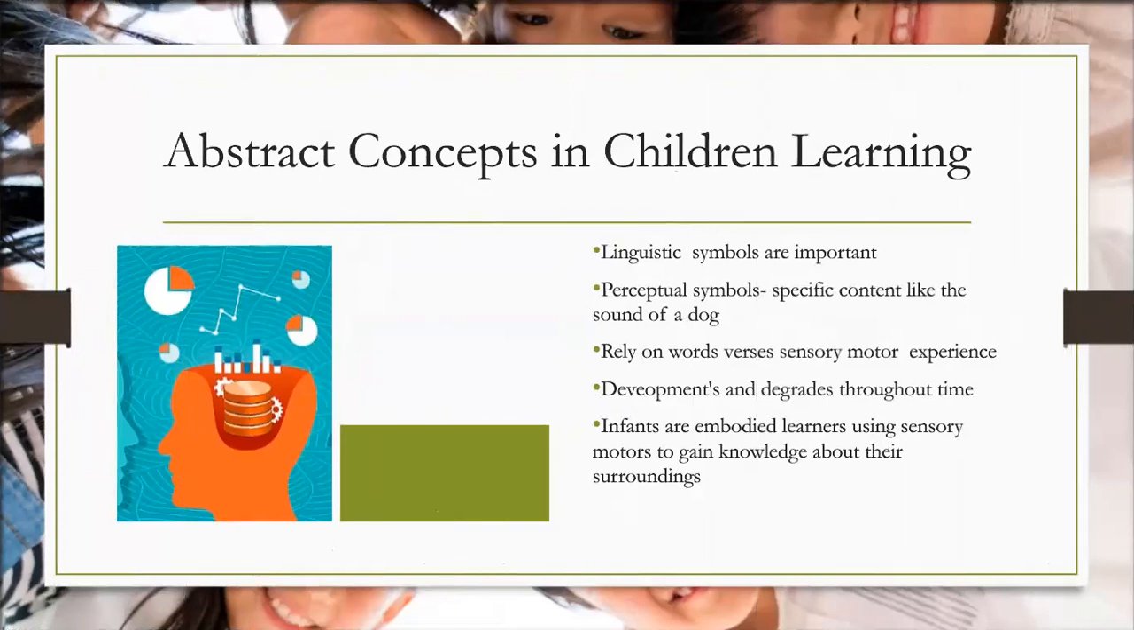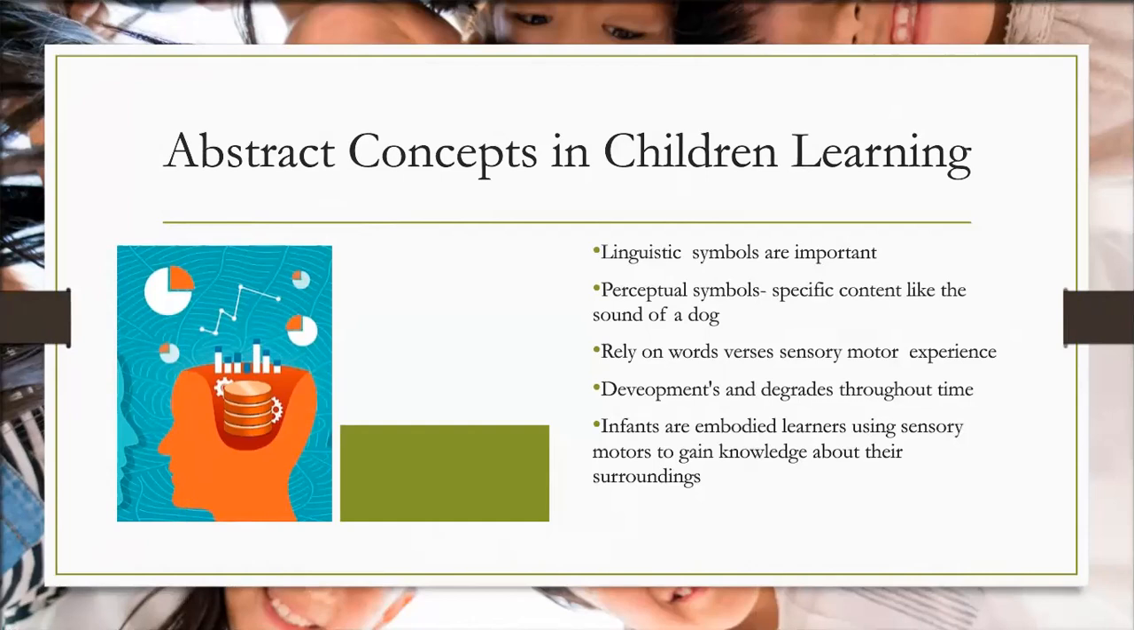So, abstract concepts in children's learning. Linguistic symbols are important. Perceptual symbols, with specific content like the sound of a dog, rely on words versus sensory motor experiences, and development degrades throughout time. Infants and embodied learners use sensory motors to gain knowledge about their surroundings. As we may know, abstract concepts are concepts that we cannot physically see. This is why linguistic symbols and representations are super important, because we pretty much rely on getting a picture based off of what we're being described or told.